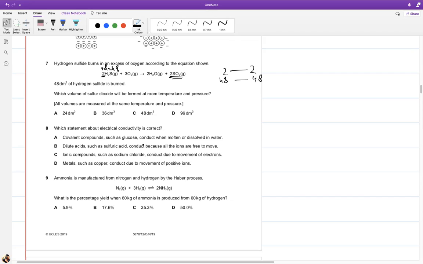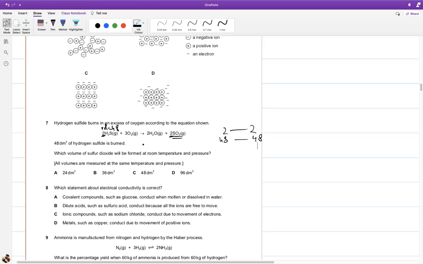Dilute acids, sure they have ions such as sulfuric acid conduct because all the ions are free to move. Yeah, that is right, but let's still consider the rest. Ionic compounds such as sodium chloride, okay, they do conduct. We know they conduct because they are free ions, but this one is saying they conduct due to movement of electrons. Clearly wrong. Metals such as copper conduct due to movement of positive ions. Impossible. Positive ions in the metals do not move. They are fixed in position. Okay, we just saw that in previous question.